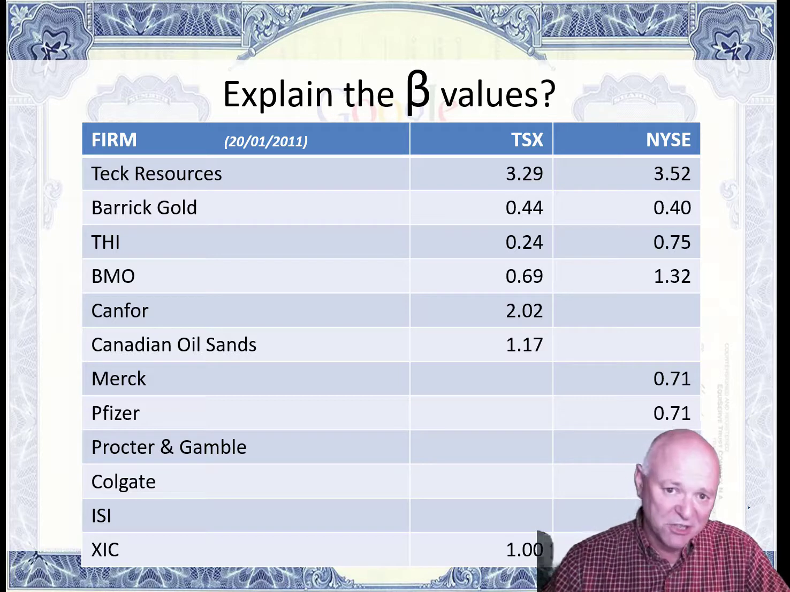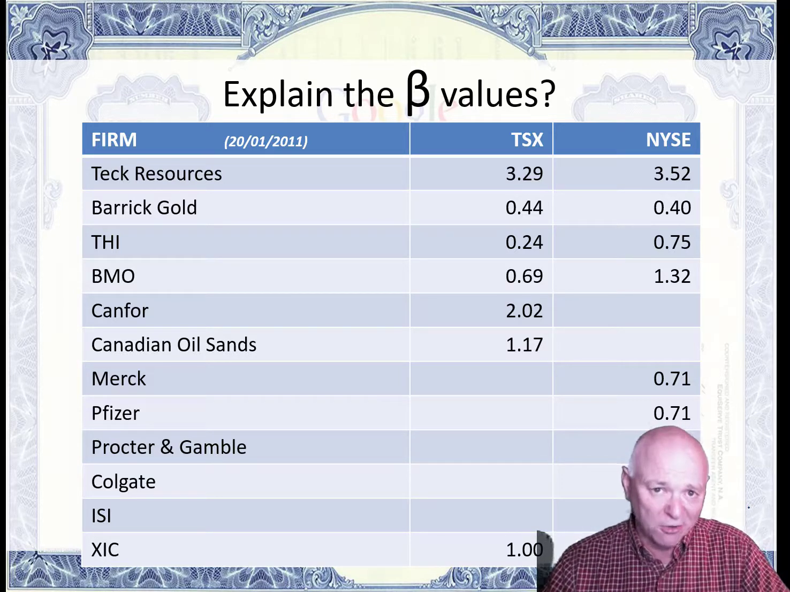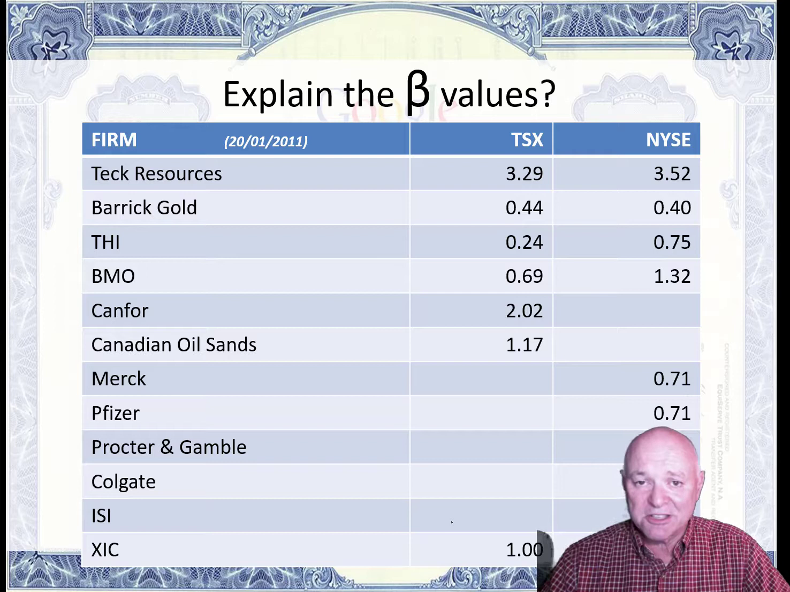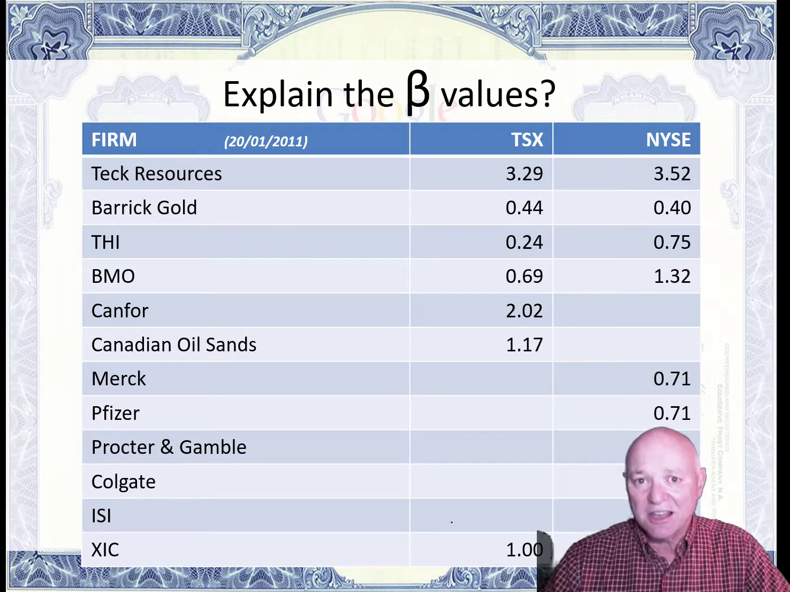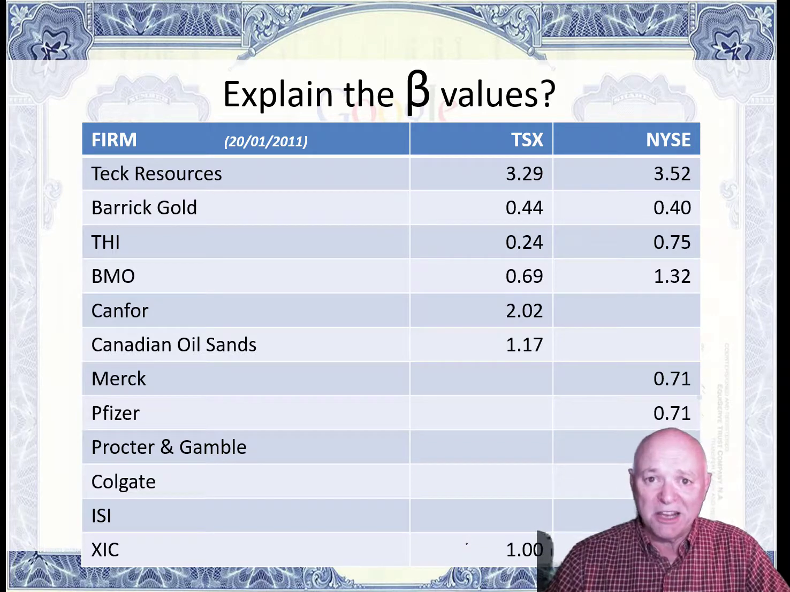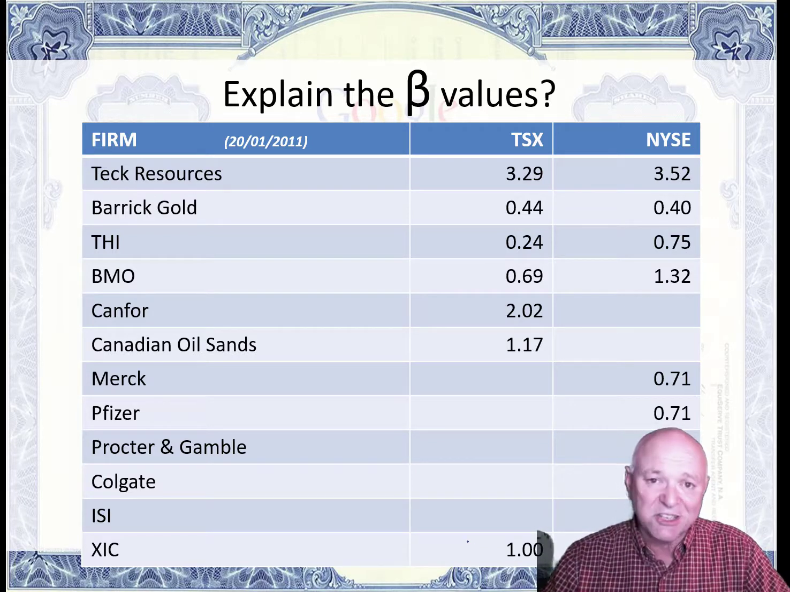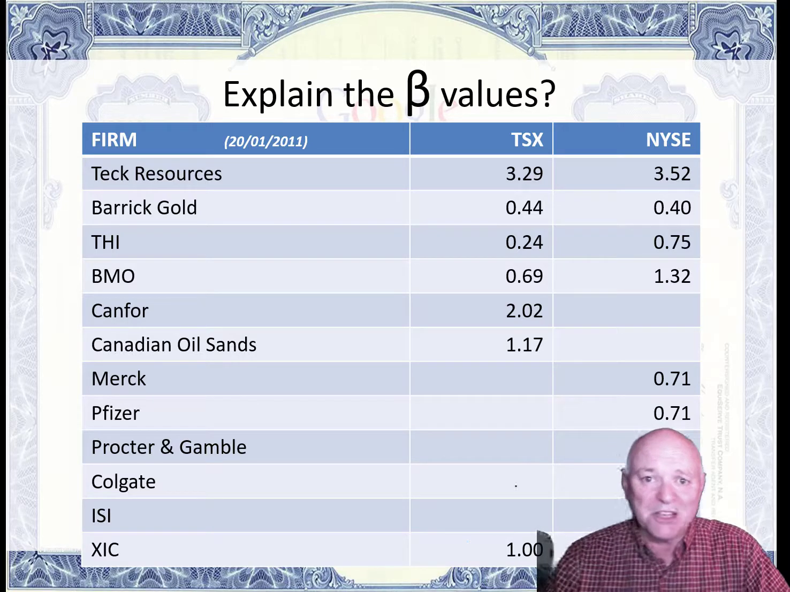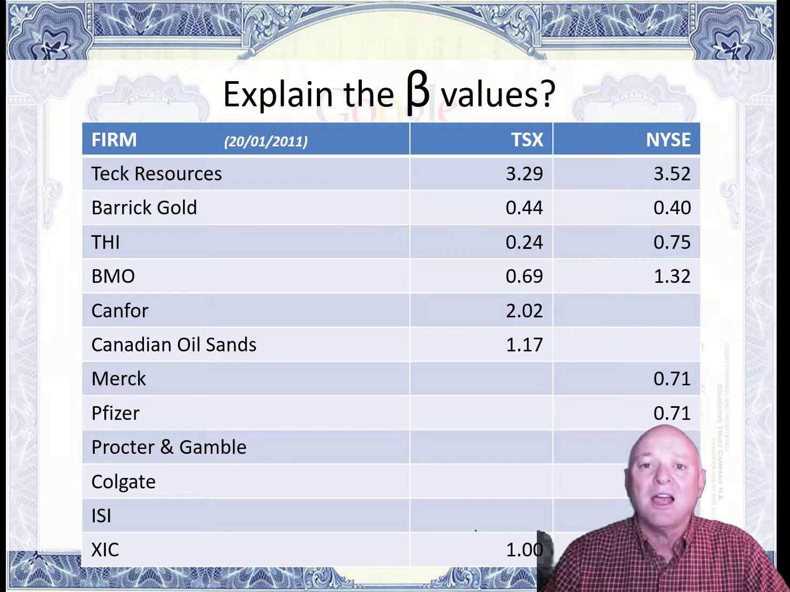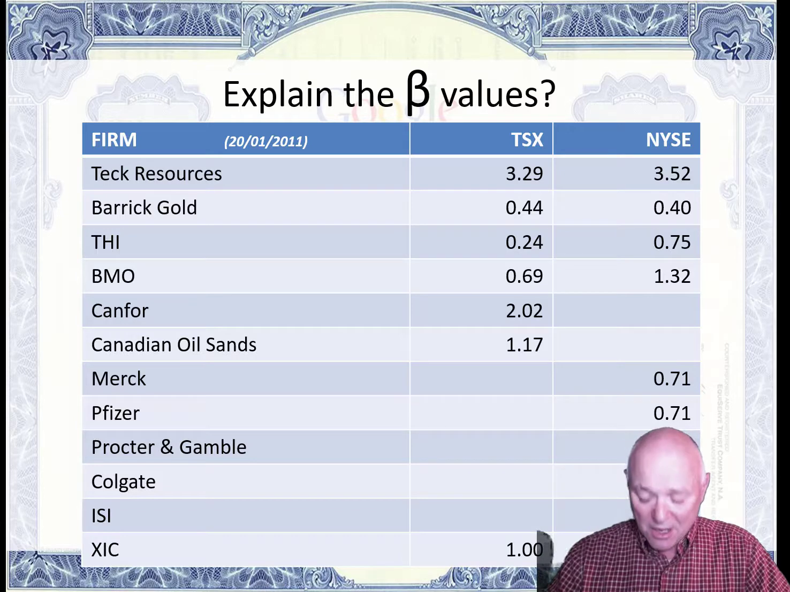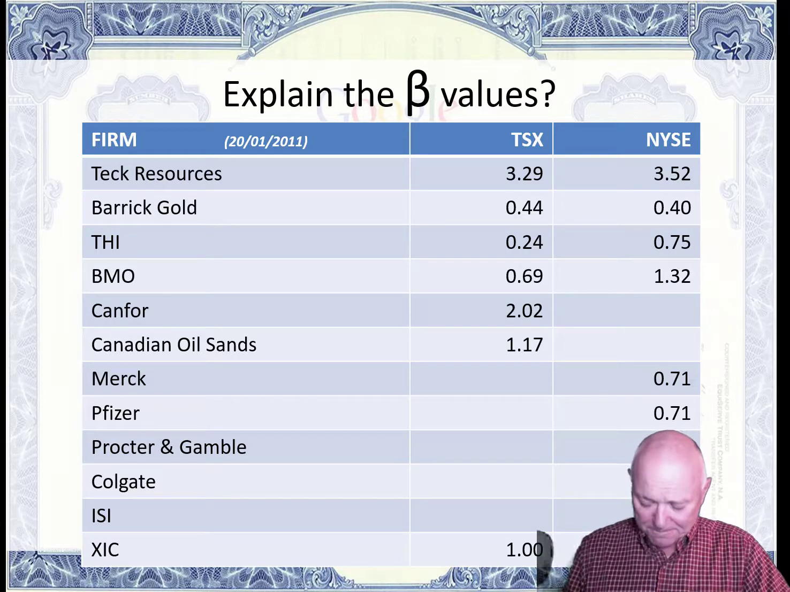Not perfectly 1, because the New York Stock Exchange doesn't represent all of the S&P 500 companies, but it's pretty close to 1. XIC is a Standard & Poor's TSX index tracking fund, and that does have a beta of exactly 1. So on any day, I would expect my investment in XIC, an ETF that's marketed by a financial institution, to perfectly track the market.